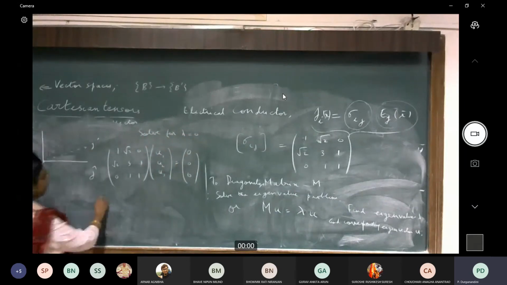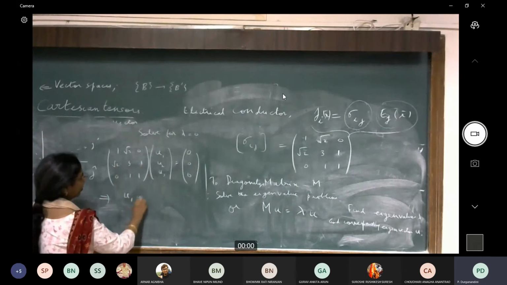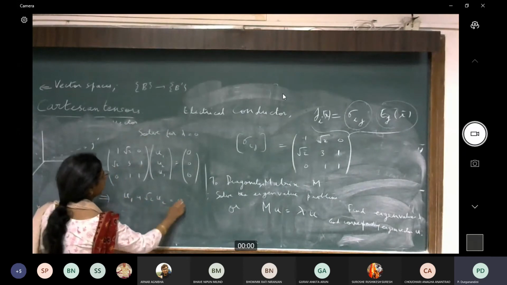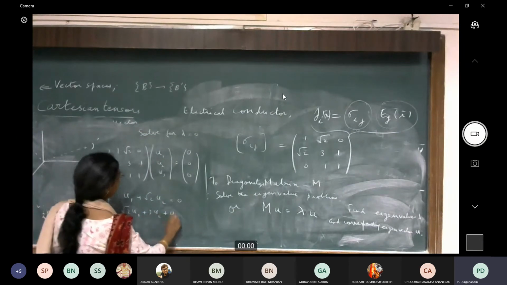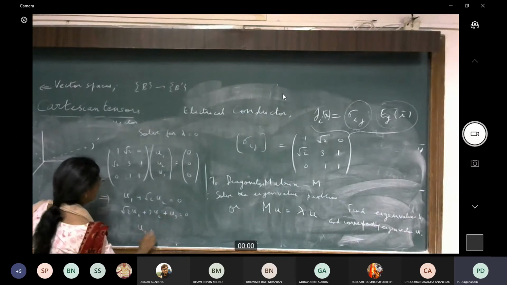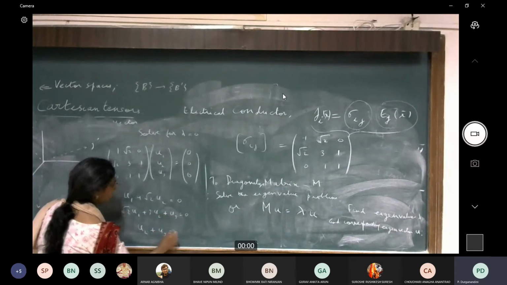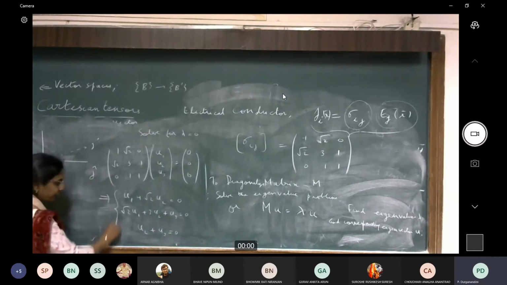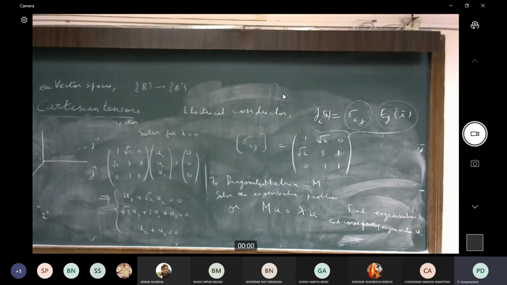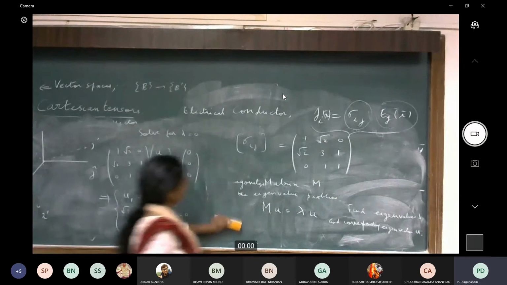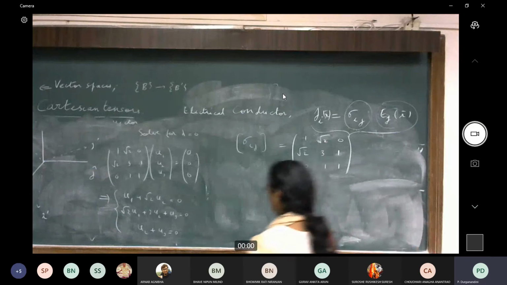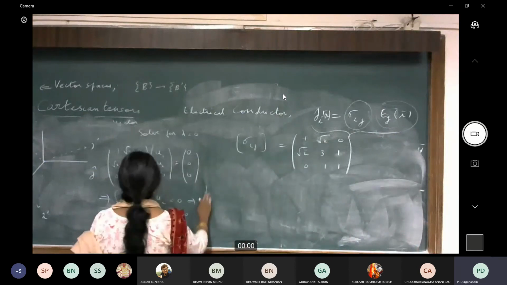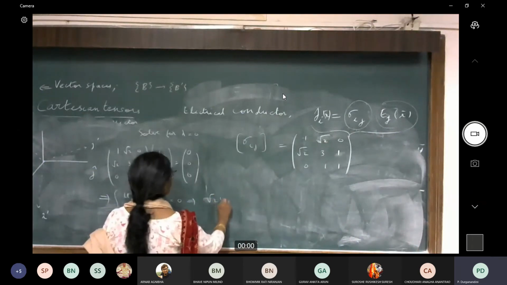So this will then tell me that U1 plus root 2 U2 should be 0. Then I get root 2 U1 plus 3 times U2 plus U3 should be equal to 0. Then I get U2 plus U3 should be equal to 0. Now solve this set of simultaneous linear equations. We can solve it here, for example. So from here you can see that root 2 U2 should be equal to minus 1.